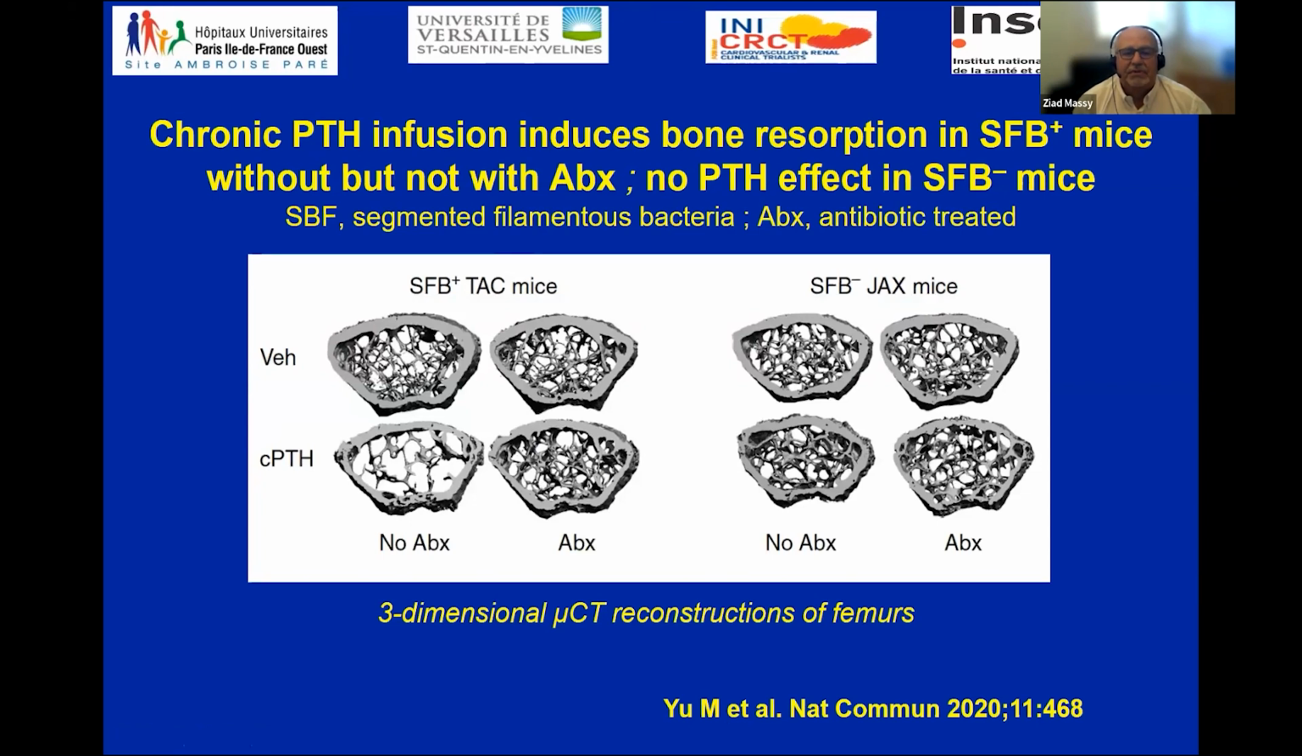This has been published before. So they supplemented these mice with SFB and gave an infusion of continuous PTH. When you infuse PTH and the mice also have segmented filamentous bacteria, they lose bone; bone resorption increases. If you treat these mice with antibiotic, you lose this effect. Note that if you don't have SFB in mice, there was no effect at all on bone resorption.